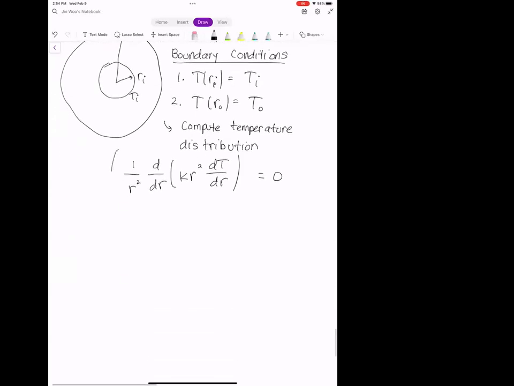All right, so the first thing we're going to do is we have this 1 over R squared that's kind of a little bit of an eyesore. And so let's go ahead and multiply it out. I'm going to multiply both sides by R squared. And in fact, I'll divide by K too, because we're going to assume K is a constant. Okay. And so what we are left with is d/dr of R squared dT/dr is equal to 0.